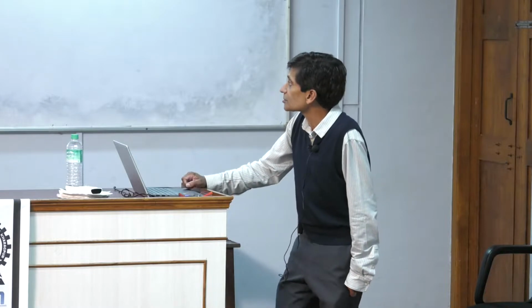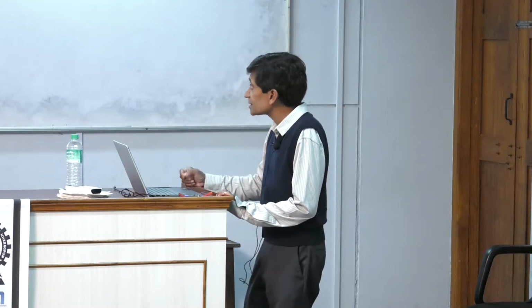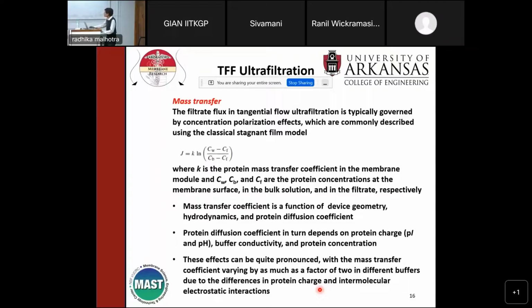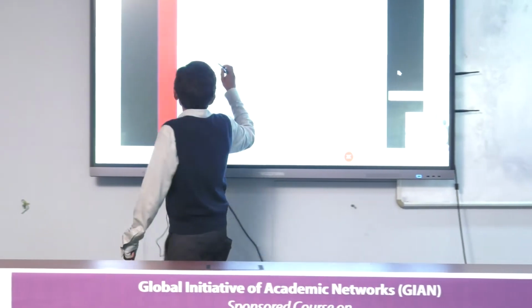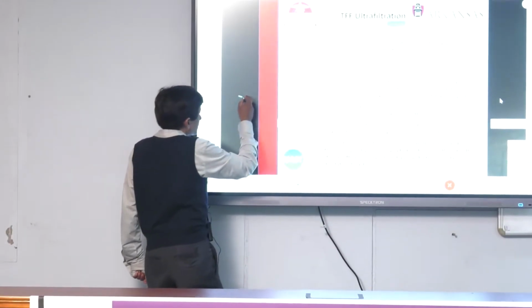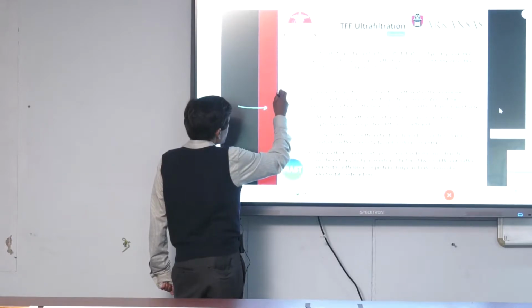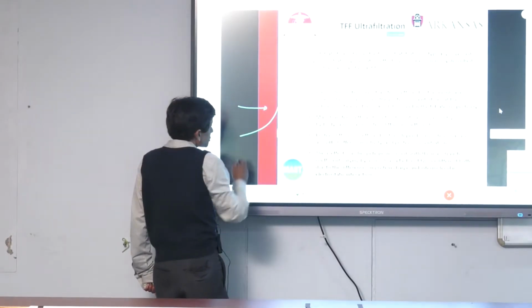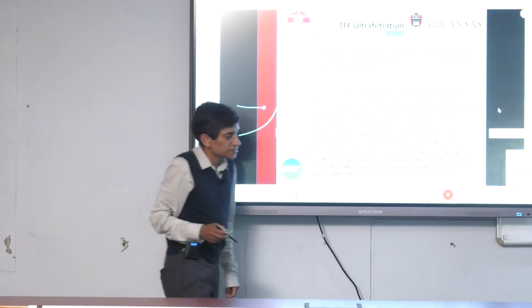Okay, so if we talk about mass transfer, filtrate flux in tangential flow ultrafiltration is typically governed by concentration polarization effects, which are commonly described using a classical stagnant film model. So we've talked already about concentration polarization. The stagnant film model just assumes that here is my membrane, and then I have a permeate flux going through, so I have convection here, and then I have back migration, and you get some sort of concentration variation of your protein. It decreases as you go away from the membrane, increases as you get to the membrane surface.